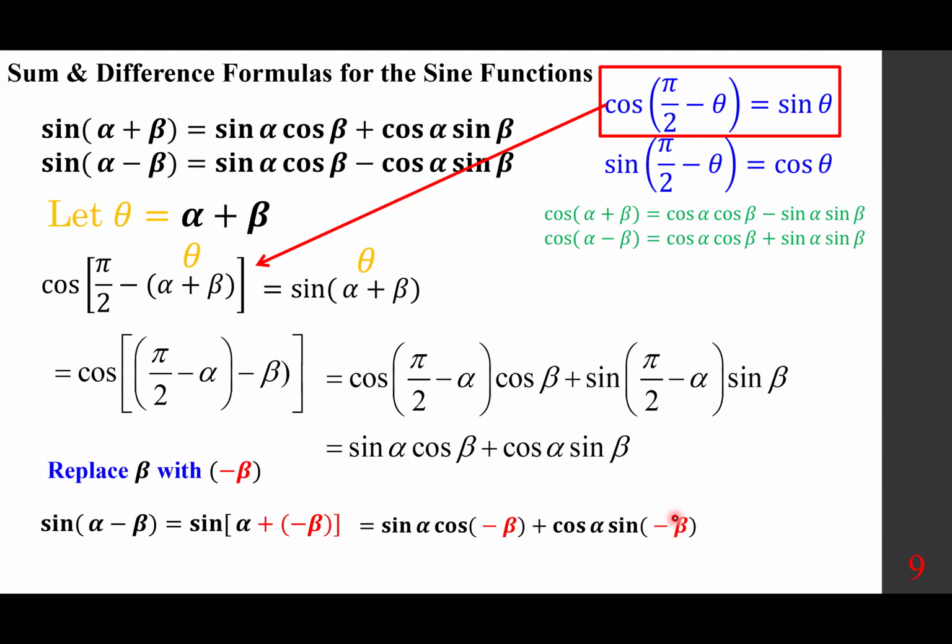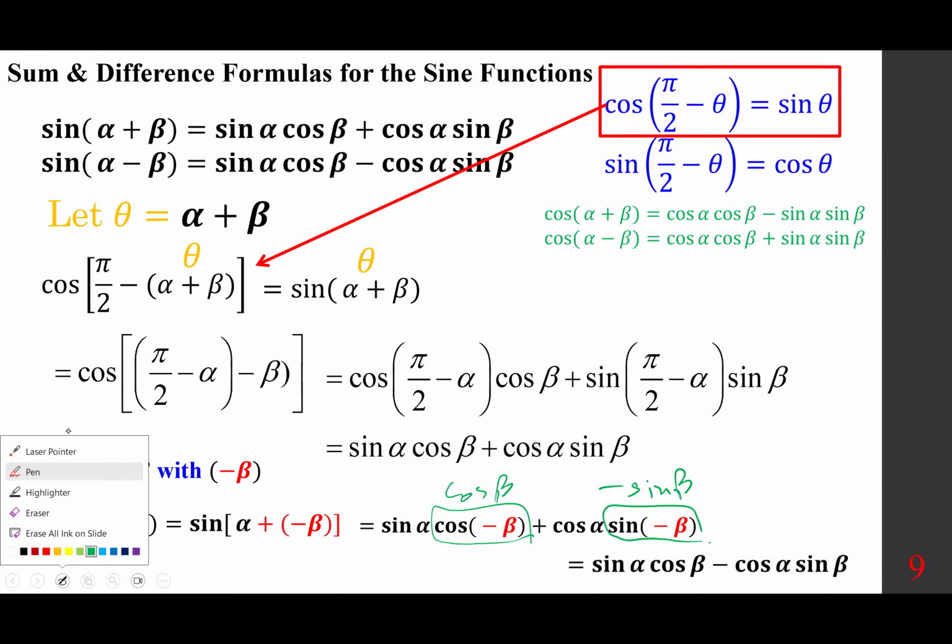As you know, sine is odd, cosine is even. Therefore, cosine of minus beta is the same as cosine of beta. So sine alpha cosine beta. But sine of minus beta is minus sine beta. This is the same as cosine beta, and this is the same as negative sine beta. And that proves sine of alpha minus beta is sine alpha cosine beta minus cosine alpha sine beta.